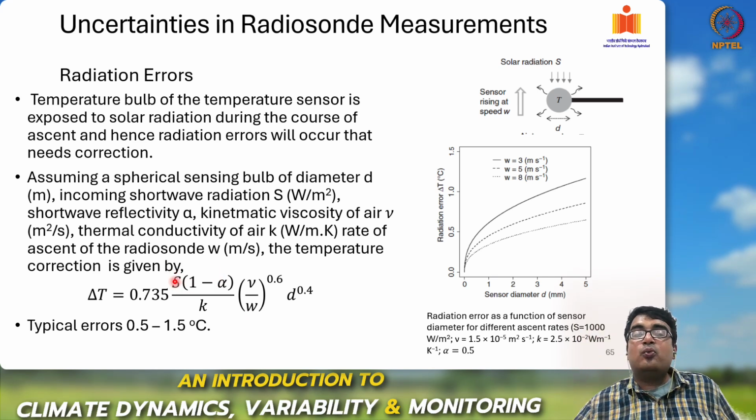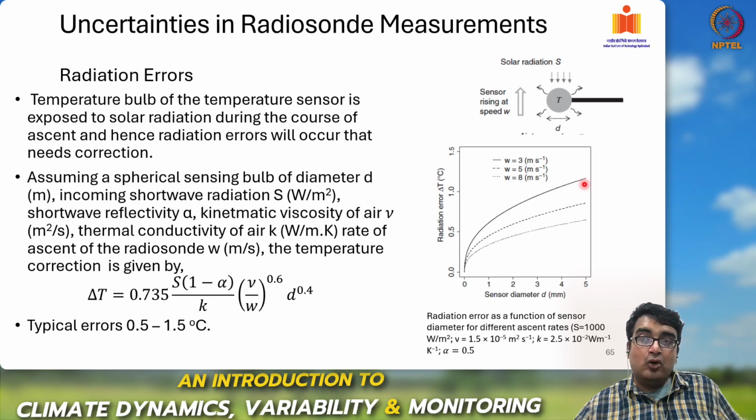Of course, as the solar wattage increases, the delta T will also increase, and you can see here for a case of 1000 watt per meter square solar wattage, and for different sensor diameters from 1 millimeter to 5 millimeter, for example, and different ascent speeds. So this is 3 meter per second ascent speed, 5 meter per second ascent speed, and 8 meter per second ascent speeds. You are getting a radiation error ranging from around, say, at 1 millimeter case 0.2 degree centigrade for a fast ascent, to a 5 millimeter case it goes to 0.5.